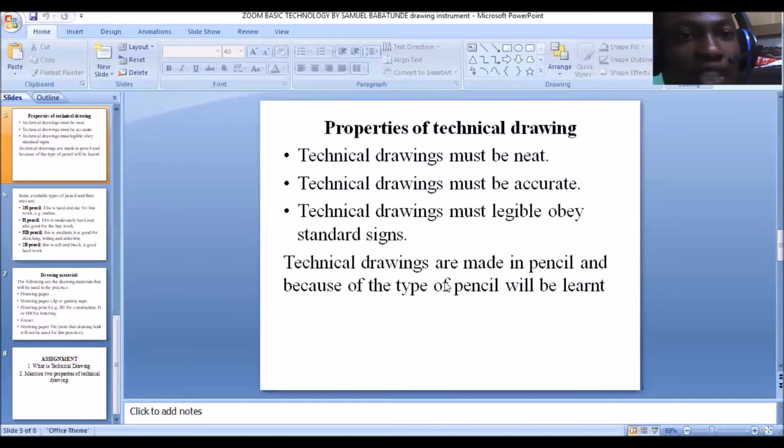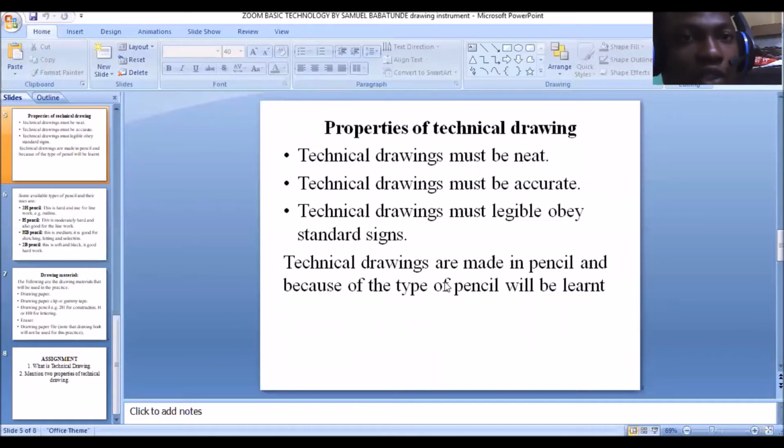Technical drawing must be legible and obey standard signs. There are some standard signs in technical drawing, and that's why we refer to it as a technical language. These signs must be obeyed. It must be legible. Technical drawings are made in pencil, and there are different types of pencils we use in technical drawing. Like we know, we draw in pencil, even in arts we use pencil to draw. Likewise in technology.